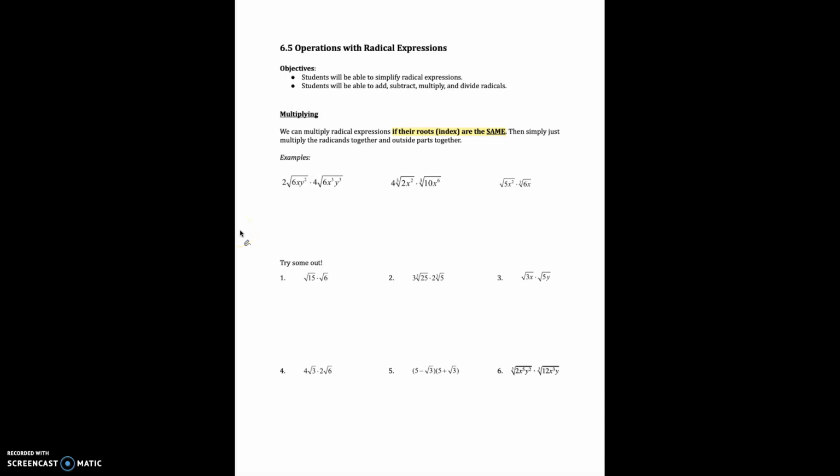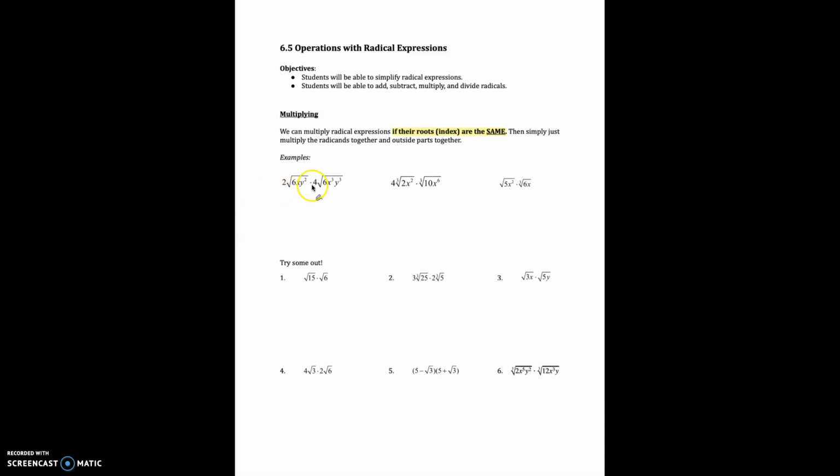So today we're going to work on section 6.5, which is operations with the radical expressions. And we're going to be working on things other than just square roots. So to multiply, you can only multiply if you have the same index. So that means square roots, third roots, fourth roots. We can't multiply a square root by a third root as is here.